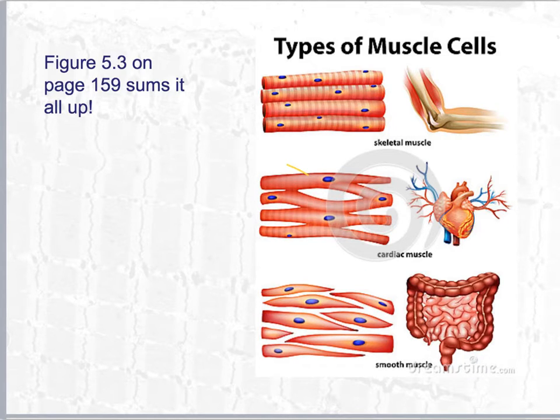There's a nice figure in your book, a little table that talks about the different muscle categories. So that's on page 159. You can look at that. We're going to talk a little bit about smooth muscle and cardiac muscle next. So enjoy.